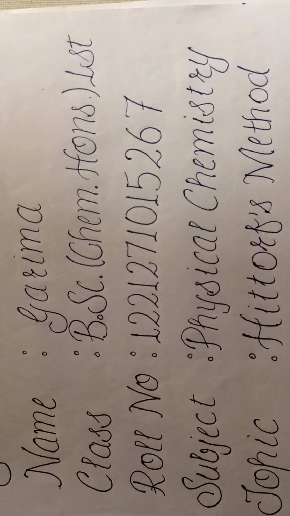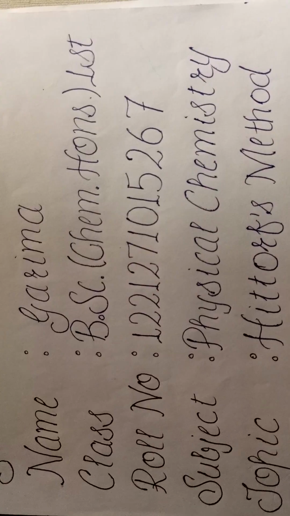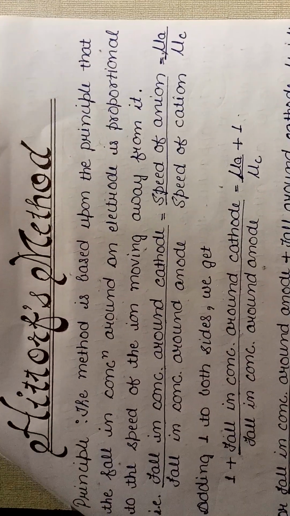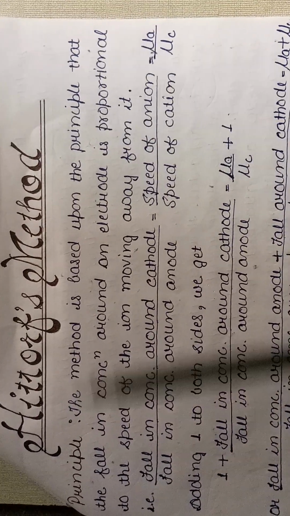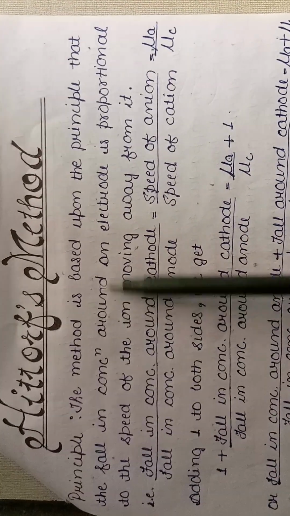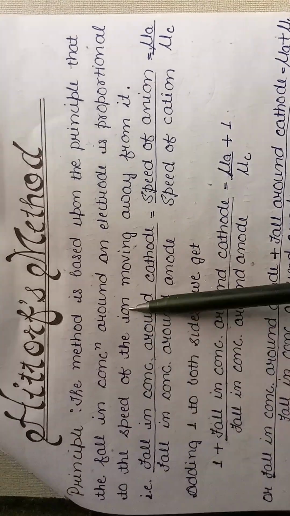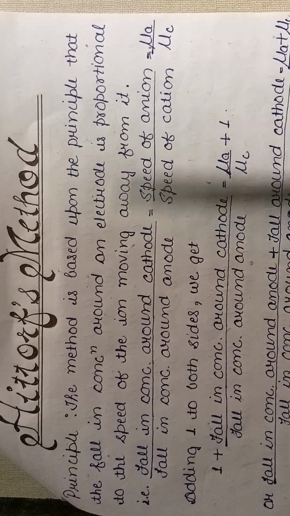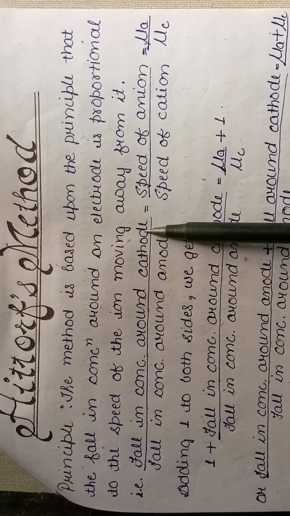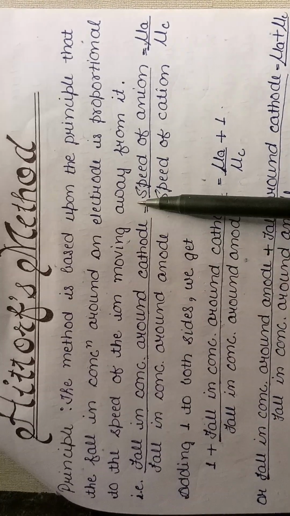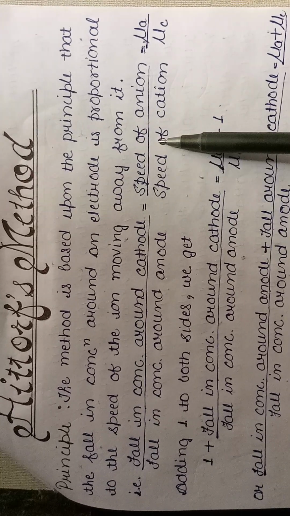This is my presentation of physical chemistry with the topic Hittorf's method. Its principle is that this method is based upon the principle that the fall in concentration around an electrode is proportional to the speed of the ion moving away from it. Example: fall in concentration around anode divided by fall in concentration around cathode is equal to speed of anion divided by speed of cation.